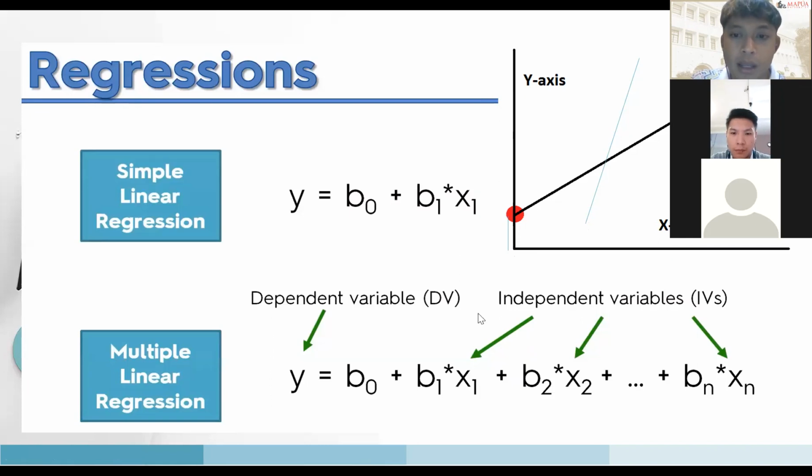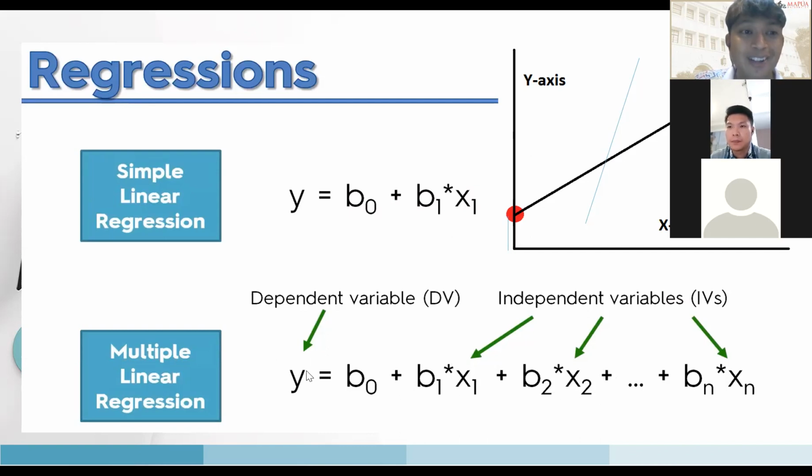Now, multiple linear regression, if you have more than that, for example, let's say the y in here is the grip strength, the strength of the hand. This one, x1, is the gender. X2, let's say, is the height, how tall you are. So if you have more and more variables, yes, you can predict the grip strength.